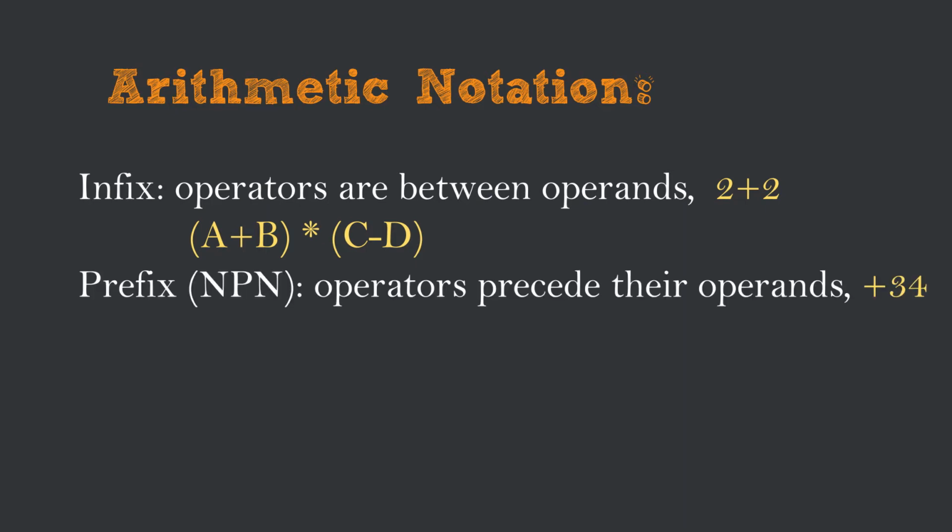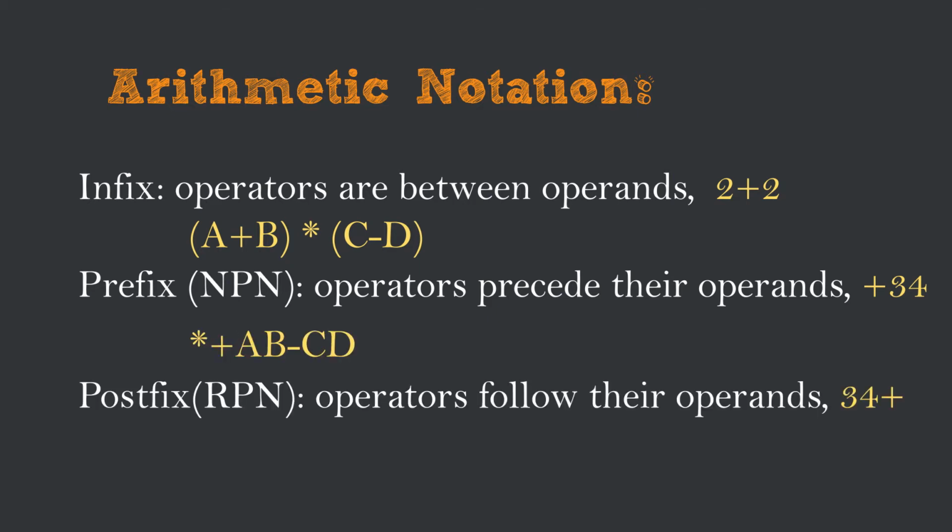Prefix notation, also known as Normal Polish Notation, NPN, is a mathematical notation in which operators precede their operands, such as plus 3 4. Here is an example. Postfix notation, also known as Reverse Polish Notation, RPN, is a mathematical notation in which operators follow their operands, for example 3 4 plus. An example of a postfix expression is like this.